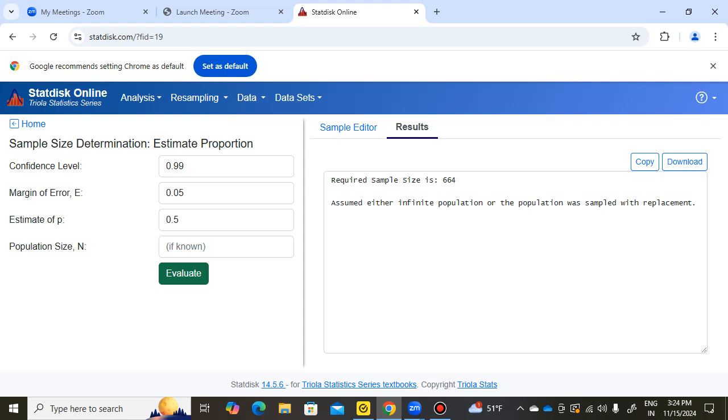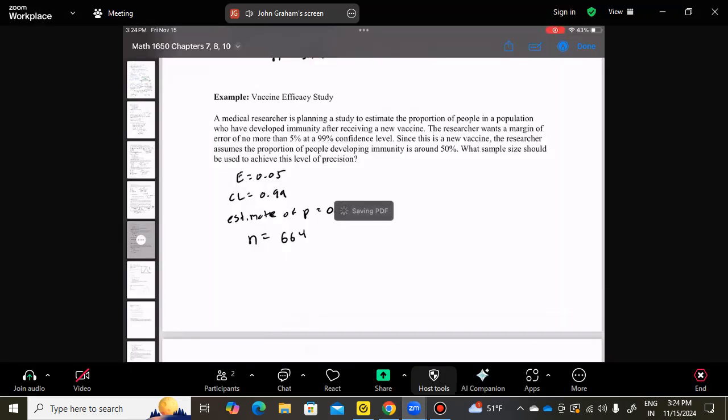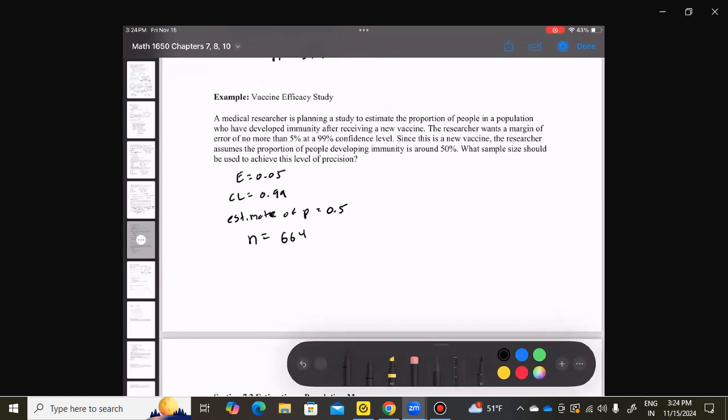All right, so this is the end of 7.1. In 7.2, much of it will be the same. We'll just be looking at the mean, so a couple little things will be different with it, and you'll be going to a little bit different boxes on StatDisk, but it's pretty much the same area.